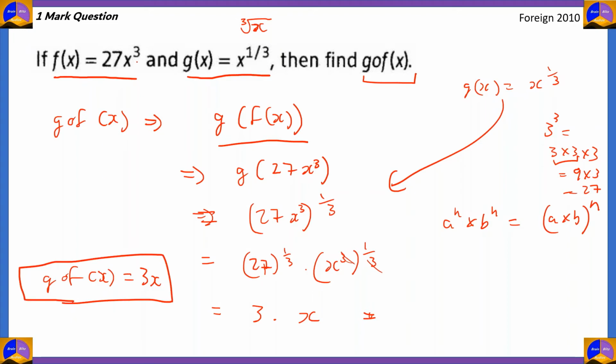So our final answer for g of f of x will be equal to 3x. So if f of x is 27x cubed and g of x is x raised to 1 by 3, then g of f of x will be equal to 3x.